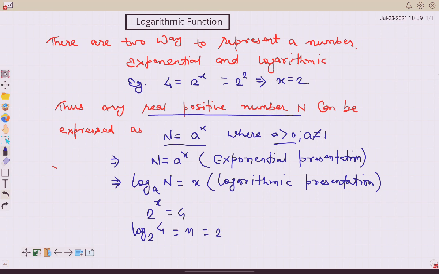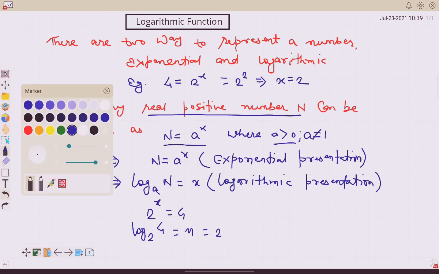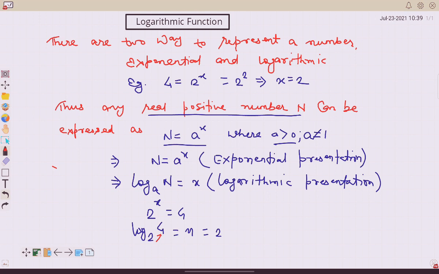You can check in log, we have two terms, log 4 base 2. So how many times do we multiply 2 to get 4? The value is 2, which means we multiply 2 by 2, that is 2 into 2, then we get 4. So this is the form of logarithmic presentation.